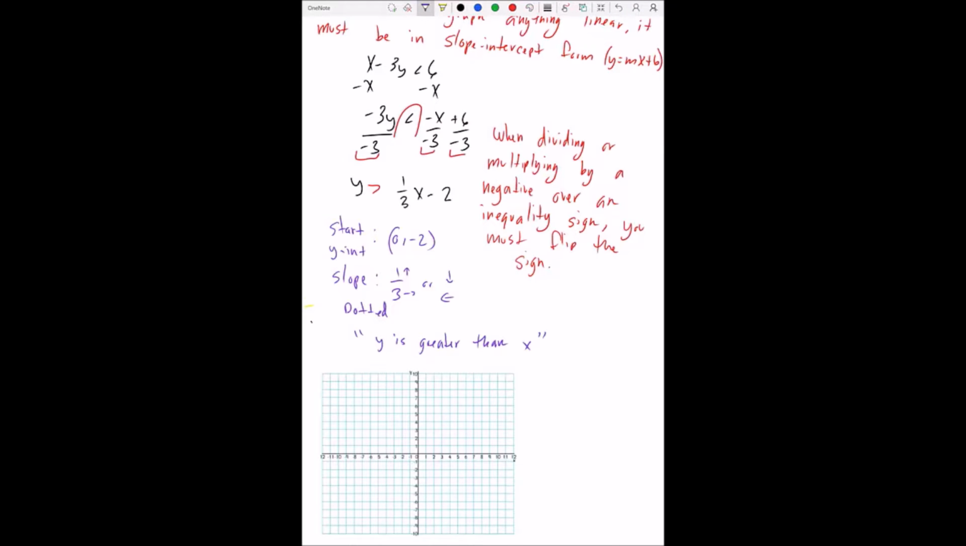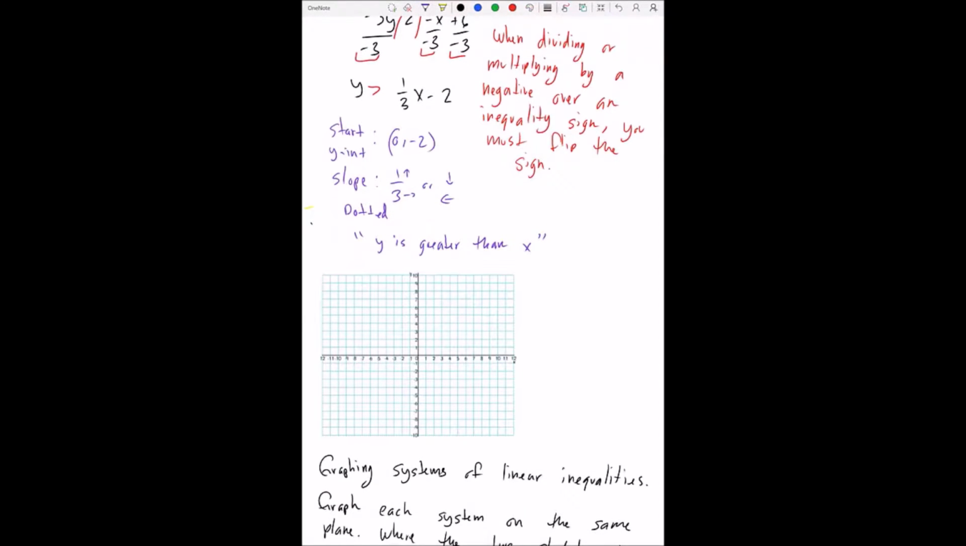Alright, so let's graph this. We're going to start at 0, -2. Then we're going to go up 1, right 3. Up 1, right 3. Let's go the other way. Down 1, left 3. And connect the dots with a dotted line.